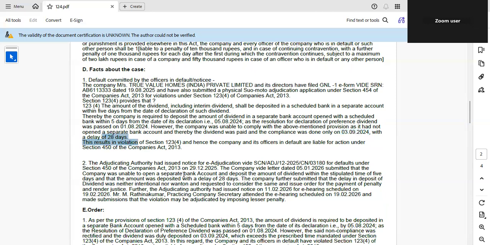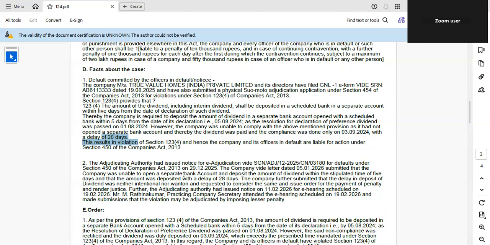The company did not open a separate dividend account within time and could not deposit the amount in time. Later it filed a suo motu adjudication application. This is a very important compliance behavior, voluntary reporting. This company filed a suo motu application.